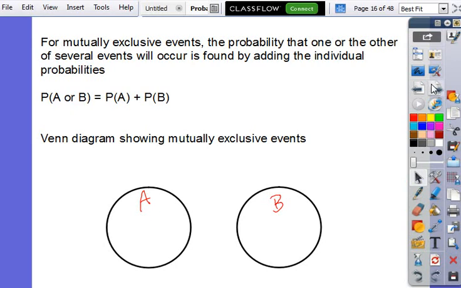For example, if I said I'm going to flip a coin and then pick a marble out of a bag, does me flipping the coin have anything to do with me picking the marble out of the bag? No. None. I can flip heads 100 times in a row and that's not going to change what I pick out of the bag. The first thing has absolutely nothing to do with the second thing. All you have to do on those is just add up the probabilities.